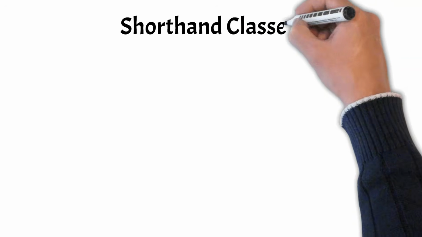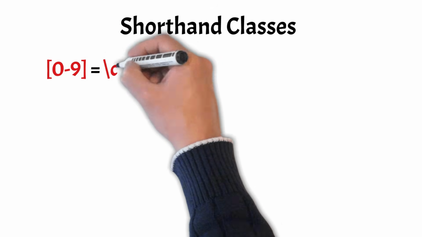Writing out custom ranges like 0 to 9 works perfectly, but Regex provides built-in shortcuts called Shorthand Classes to keep things clean. These compress massive character sets down into just a backslash and a single letter.